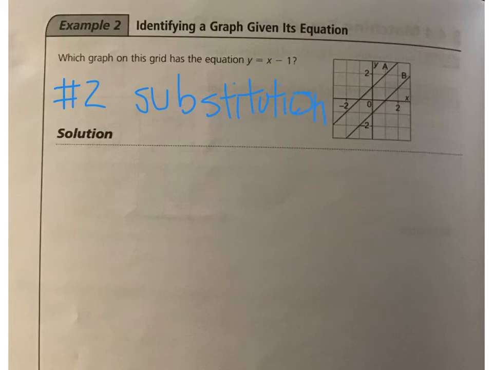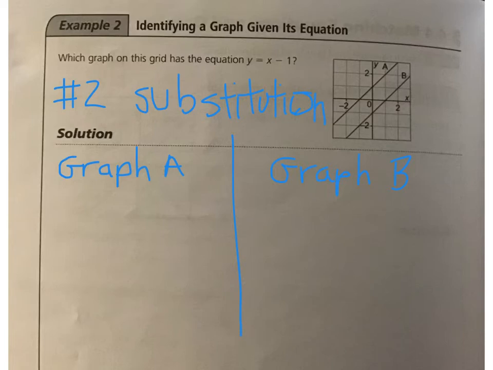Okay, for strategy 2, what you do is you're going to substitute points from the graph into the equation and check if they make a true or false statement. So if multiple points from a graph are substituted into the equation and they make a true statement each time, then you've found a match. So what I'm going to do is pick a couple of points off each graph and then substitute those points in.